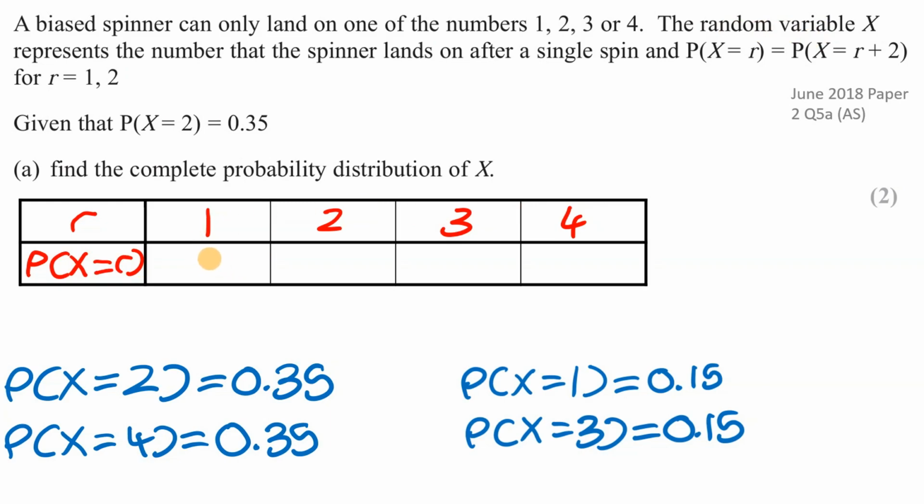So the probability it's equal to 1 is 0.15, the probability it's equal to 2 is 0.35, the probability it's equal to 3 is 0.15, and the probability that it's equal to 4 is 0.35. And this here is the probability distribution of x.